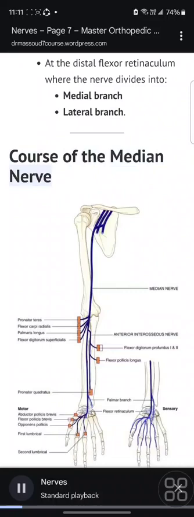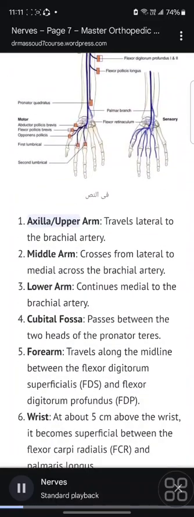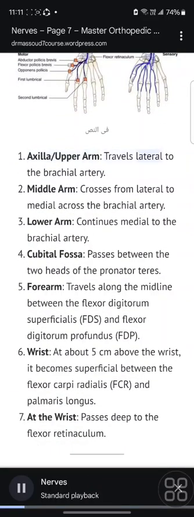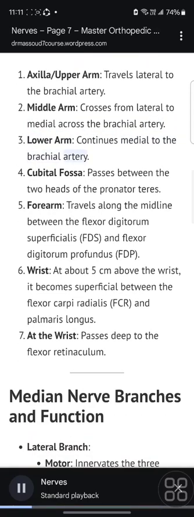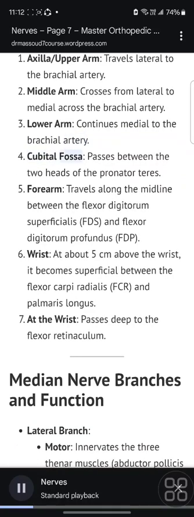Course of the median nerve. 1. Axilla, upper arm: travels lateral to the brachial artery. 2. Middle arm: crosses from lateral to medial across the brachial artery. 3. Lower arm: continues medial to the brachial artery. 4. Cubital fossa: passes between the two heads of the pronator teres.